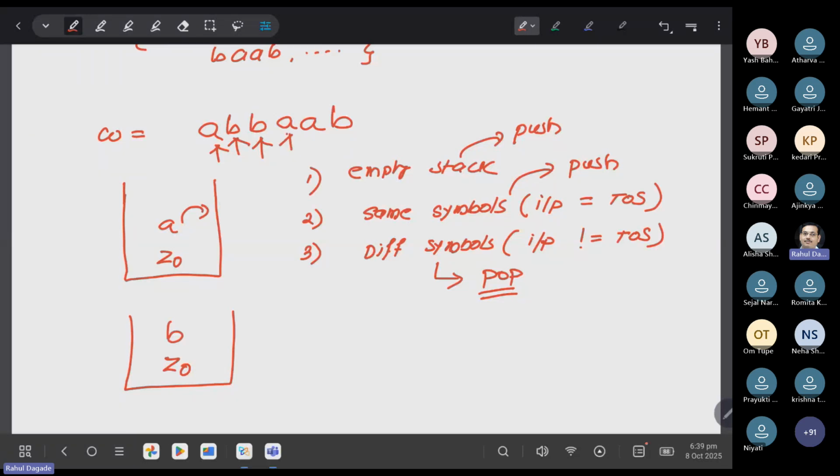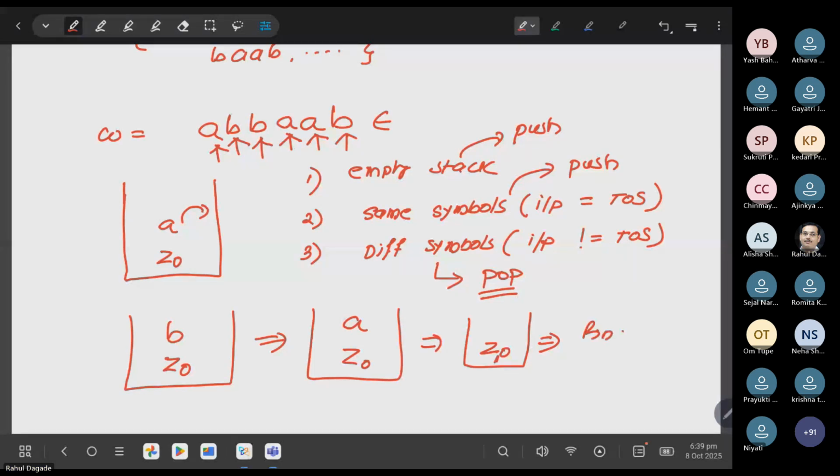So now input is A and stack is B. That means different symbols, so B will be popped. Again Z0 will be there on stack. Now my next input is A, so A goes on stack and my next input is B. So for that input A will be popped, so Z0 on stack. Now my input is finished, that is null, and stack is empty, that is Z0. So I'll go to final state. That is accepting the language.